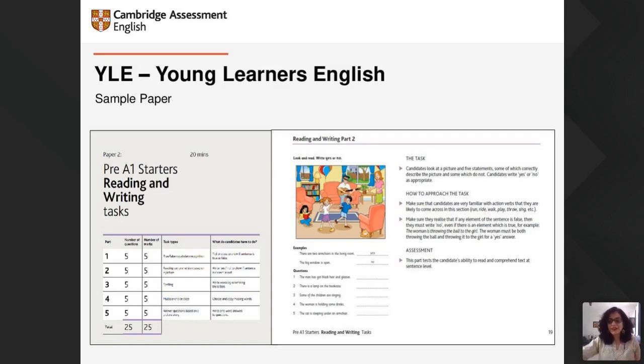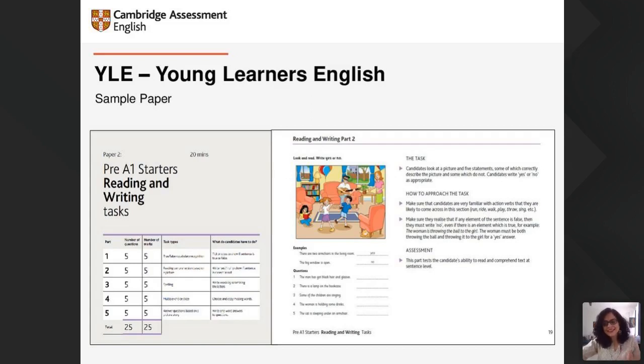It might not be very clearly visible on your screen, but I'm just going to walk you through it, so you needn't worry. Now, at the young learners level, the tasks are extremely graphic. So they use a lot of visuals.